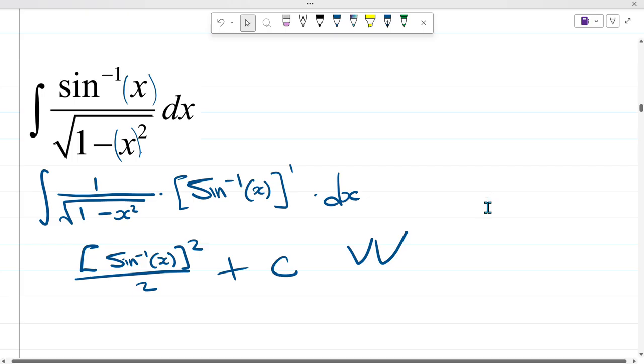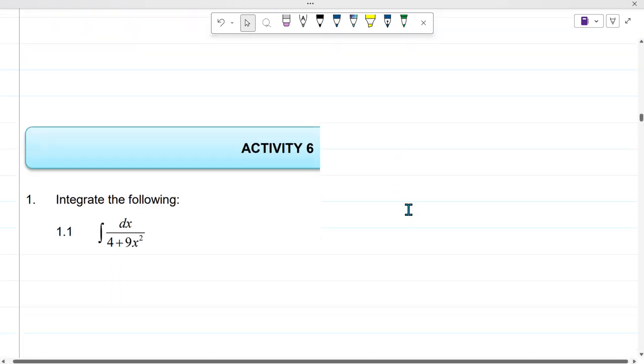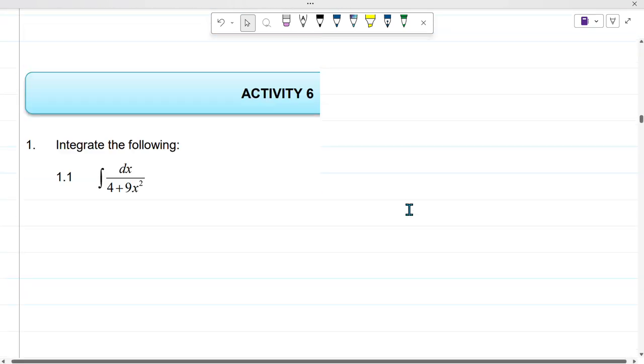So now we should check out some activities. I hope you were grabbing the content there, because now it's time for us to solve different types of questions under this activity 6. So let's go.